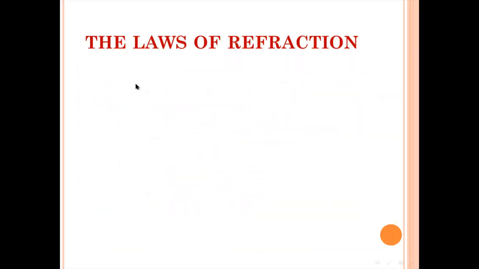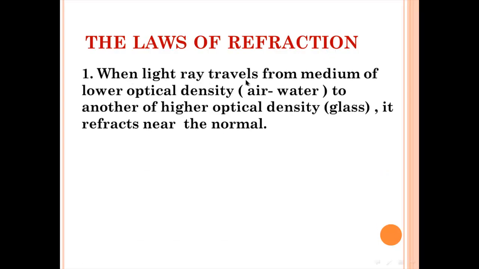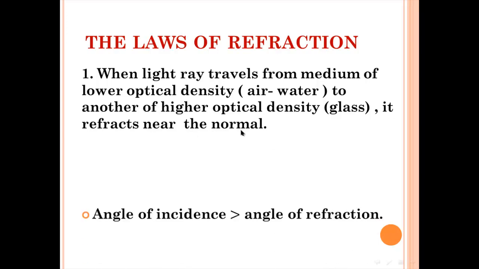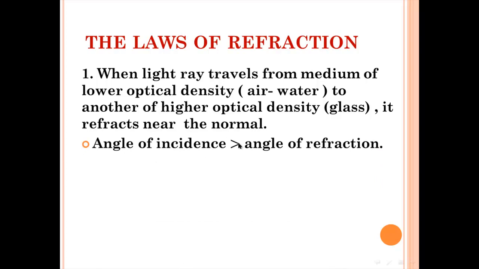Now we take the laws of refraction of light. Number 1. When the light ray travels from a medium of lower optical density, like air or water, to another of higher optical density, like glass, it refracts near the normal. So, angle of incidence is greater than angle of refraction. When the light ray is incident from a low optical density medium, like air, to a higher optical density medium, like glass, the light ray refracts near to the normal. So, angle of incidence is greater than angle of refraction.